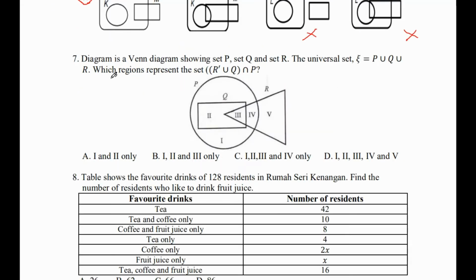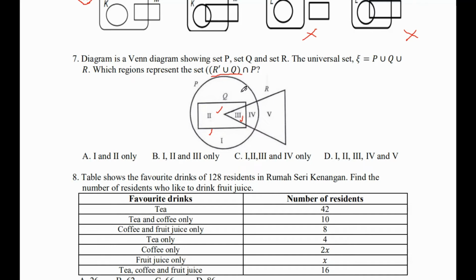Number 7. Which region represents the set R prime union with Q intersect with P? For method 1, there is a bracket here, so we start from the bracket. R prime means outside of R. So R is here, so outside of R will be this one and this one. Union means combine. Combine with Q. So Q is this rectangle. We have to add in this part.